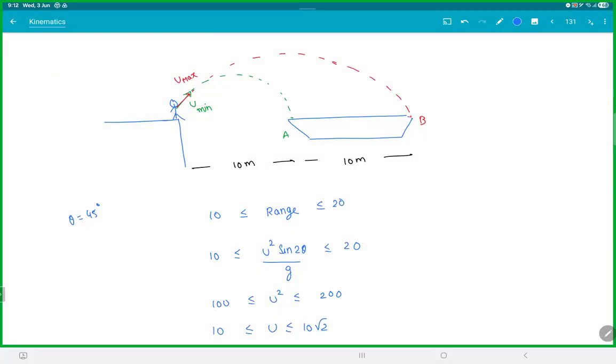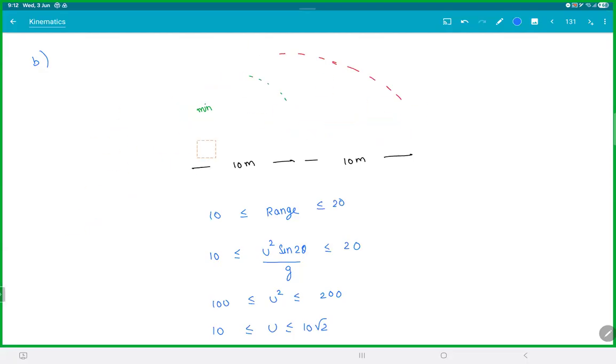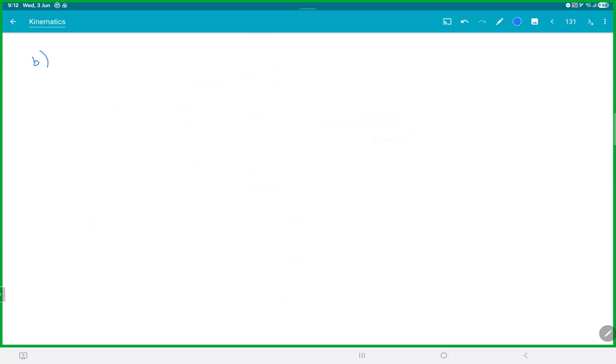If you look at the B part, here also the story will look the same. Let me erase the whole thing. So you're saying the same story again. Range must be between 20 and 10. This will not change. This is 10. u square sine 2 theta by g less than 20. u is 20, square, that's 400 by 10 sine 2 theta.